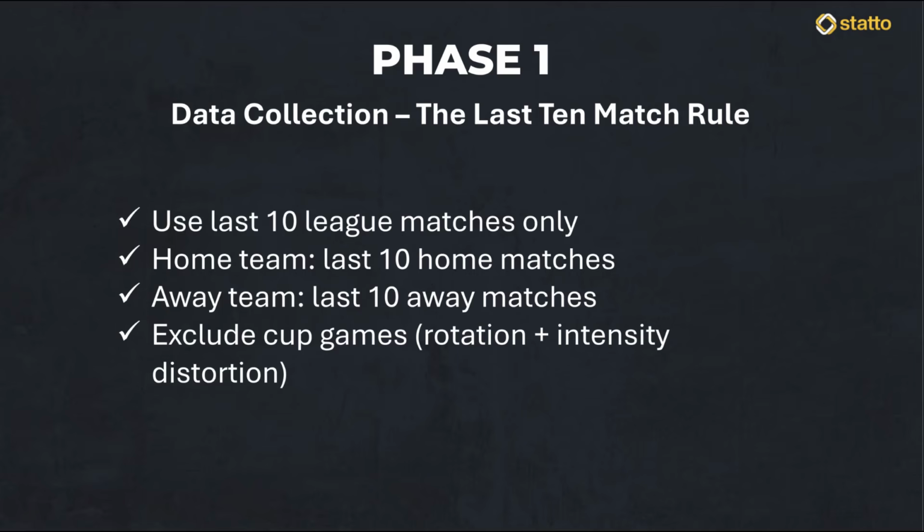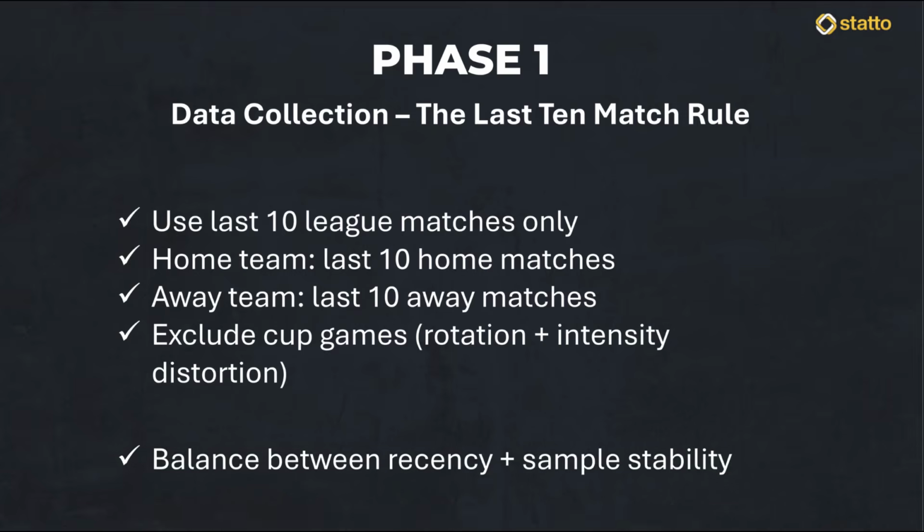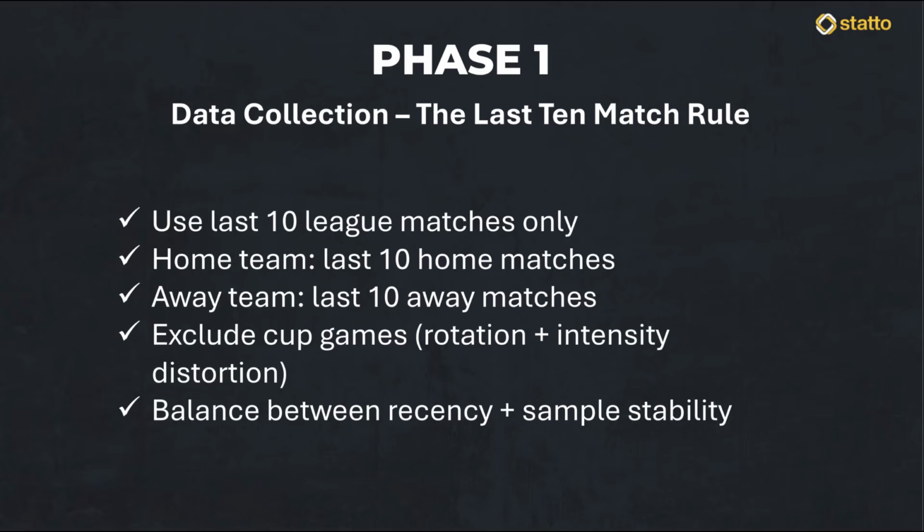From those 10 games, we want to collect 5 key metrics: average goals scored, average goals conceded, average shots on target, average expected goals, and finally, the actual percentage of matches where both teams to score has hit. By focusing on this specific 10-game window, we find the perfect balance between recent form and a large enough sample size to ignore one-off flukes.